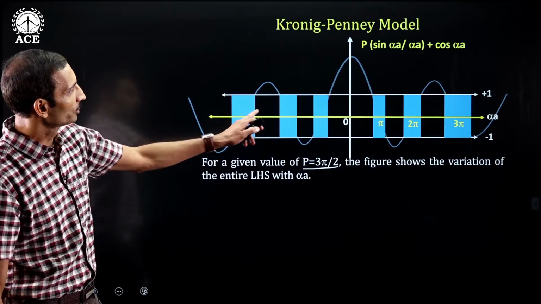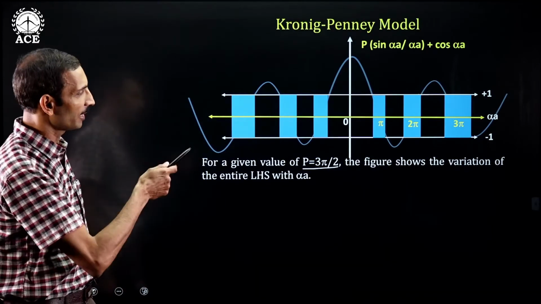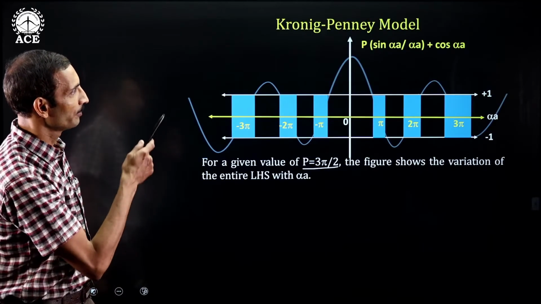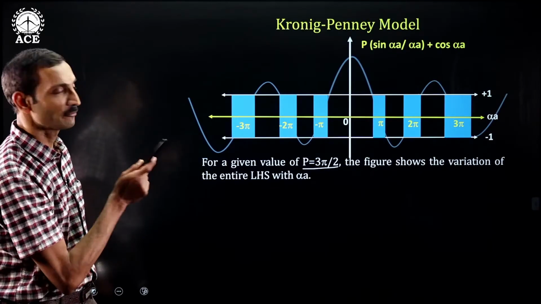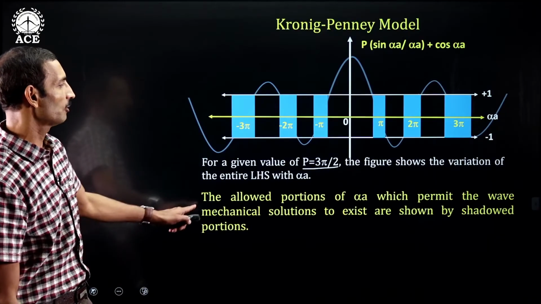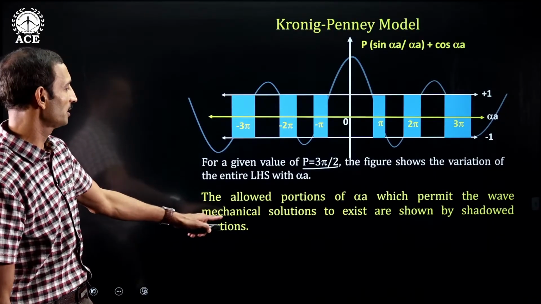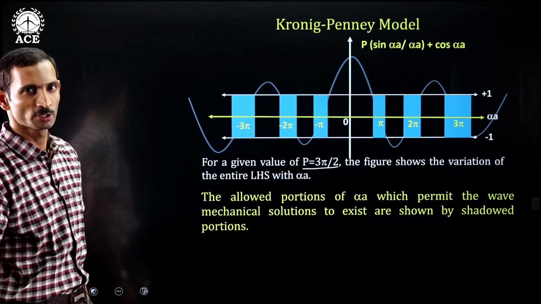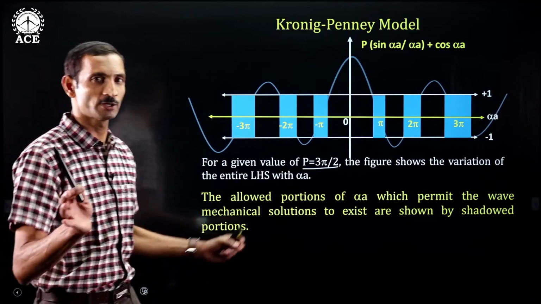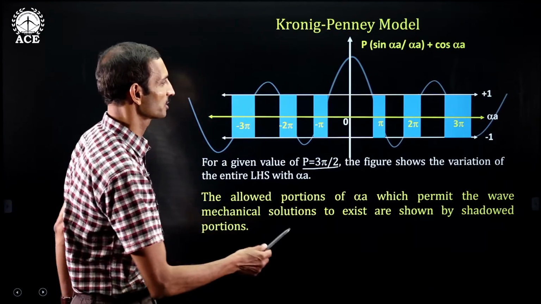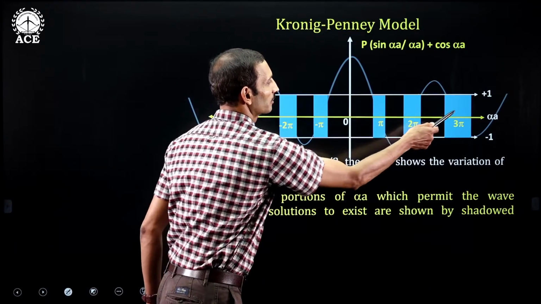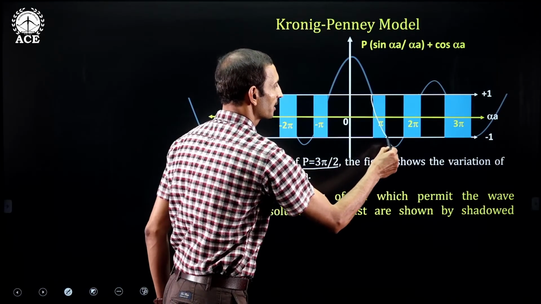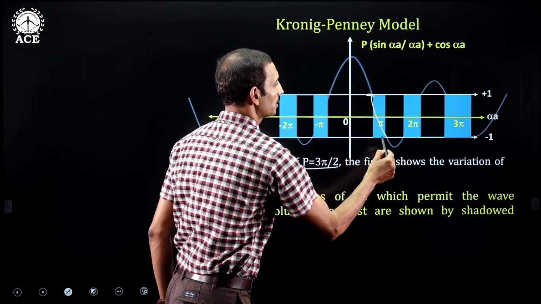Anyway, so this is the graph. Just keep this graph in mind. I'm going to start again tomorrow from this graph itself, between P sin alpha A by alpha A plus cos alpha A with alpha A. So the portions of alpha A which permit the wave mechanical solutions to exist are shown by the shadowed portions. The terminology looks difficult, but it is very simple: these shadowed portions are going to give us only the allowed values of alpha A, which remain between +1 and -1.